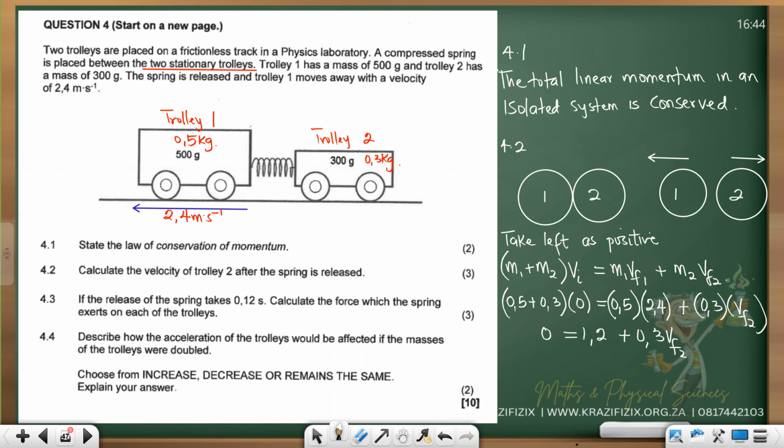Real shamboked. Can we move that 0.3 over? Negative 0.3 VF2. Then we divide by what? Negative. Answer is negative 4. What you are doing? Matrix.